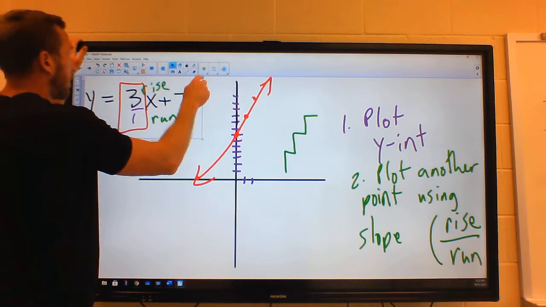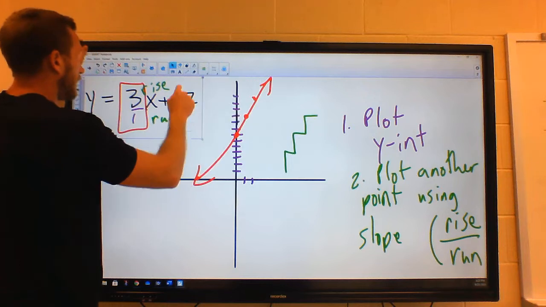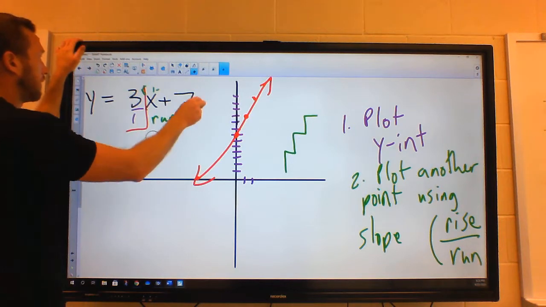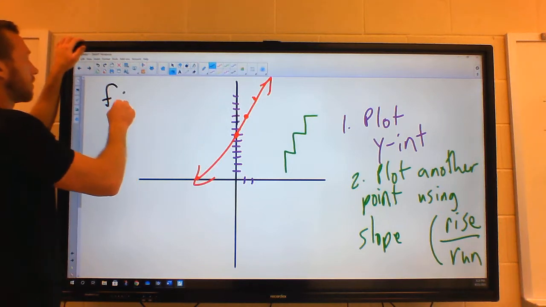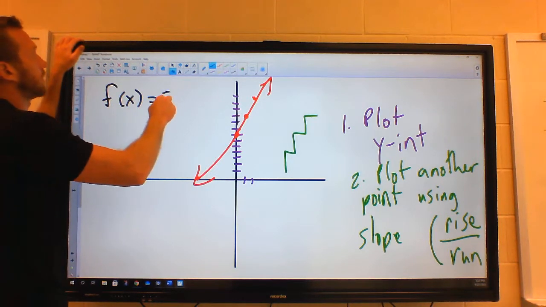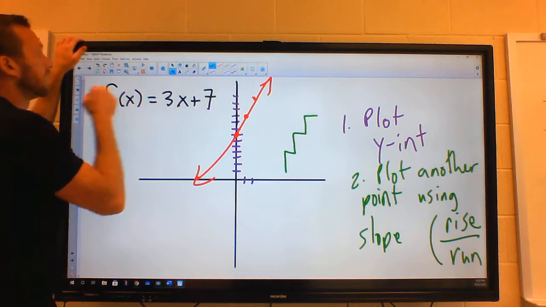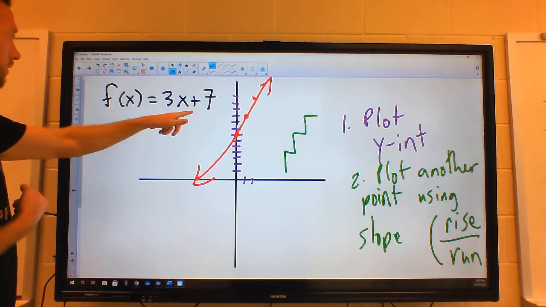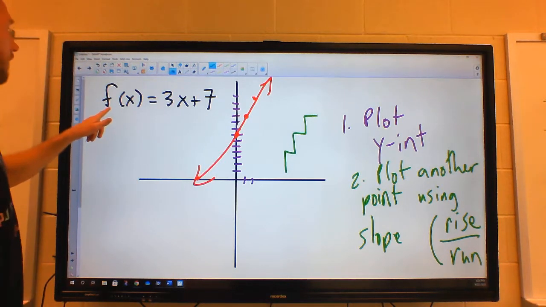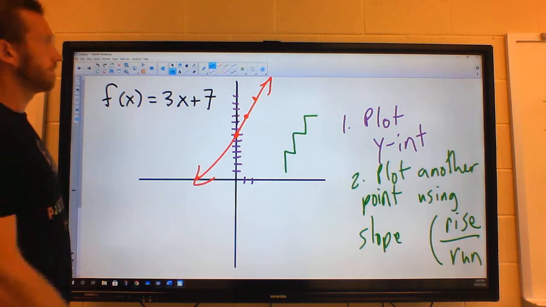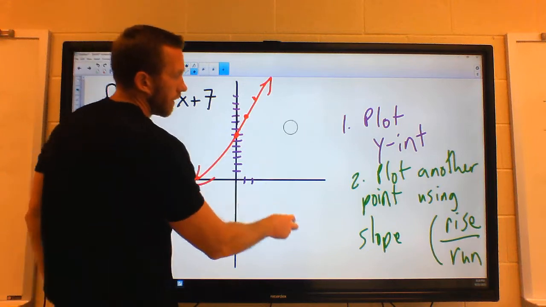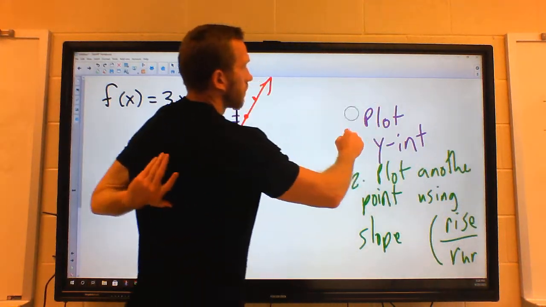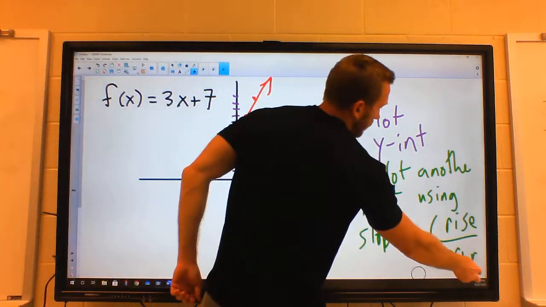Looks like I gridded all that. That's okay, I'll redraw that. We said 3x plus 7. And keep in mind, it also could be written like this: f of x equals 3x plus 7. So the exact same function, except now we're using function notation instead of y. But again, we're plotting the y-intercept and then plotting another point using rise over run. So let's practice this a few times.